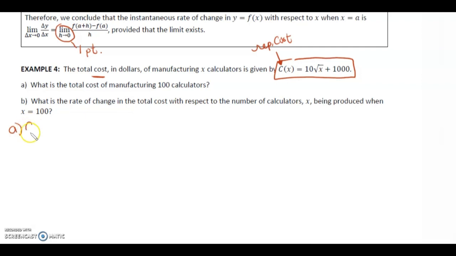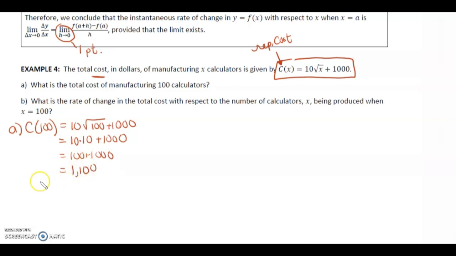Well, that's just a straight sub in. What is the cost at 100? Okay, so let's sub in 10 root 100 plus 1,000. Okay, 10 times root 100 is just 10 times 10, which is 100. And then plus 1,000. So that's 100 plus 1,000, so 1,100. Okay, so total cost of 100 calculators is $1,100.